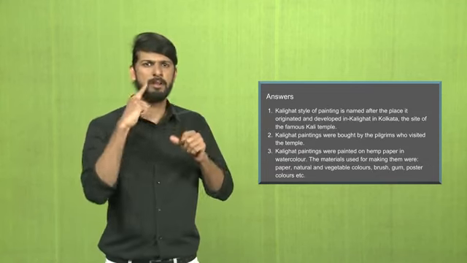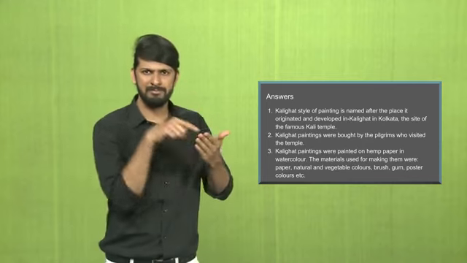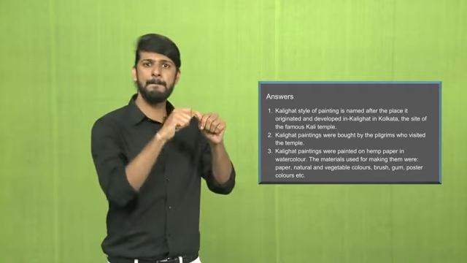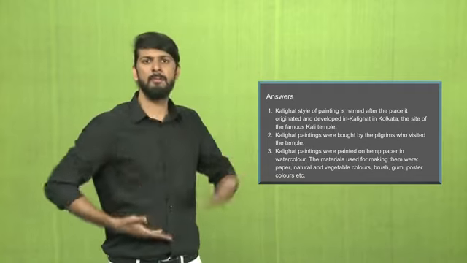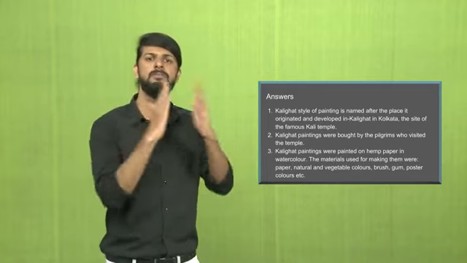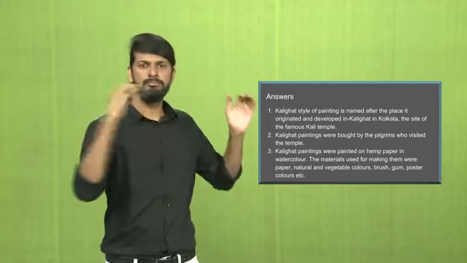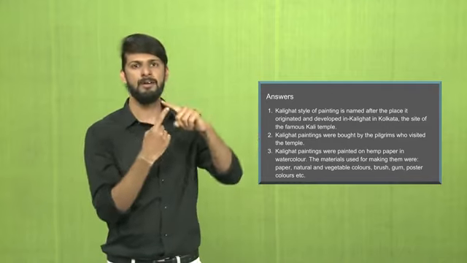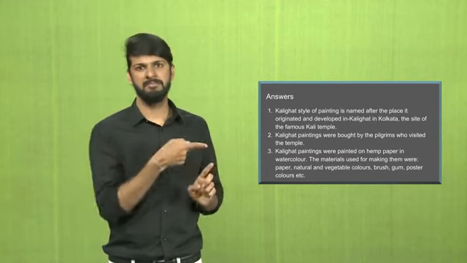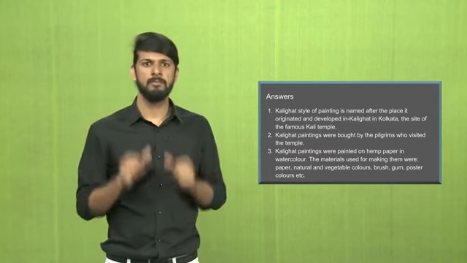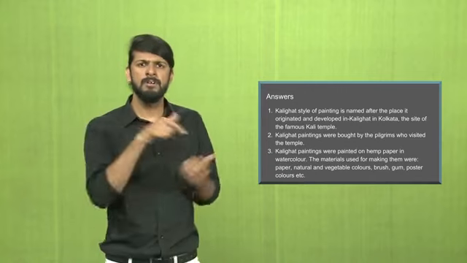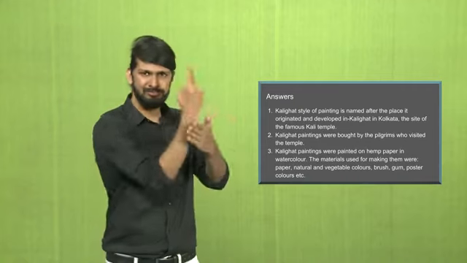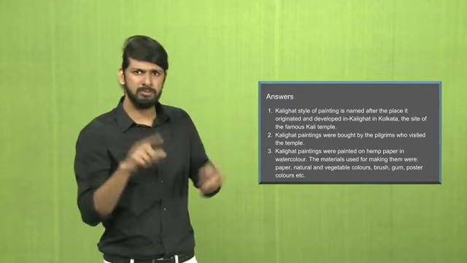Answers. Answer number 1. The Kalighat style of painting is named after the place it originated and developed. That is the Kalighat, which is basically a famous Kali temple in Kolkata. Answer number 2. So, who were the people who bought these paintings? They were primarily the pilgrims who visited the famous Kali temple.